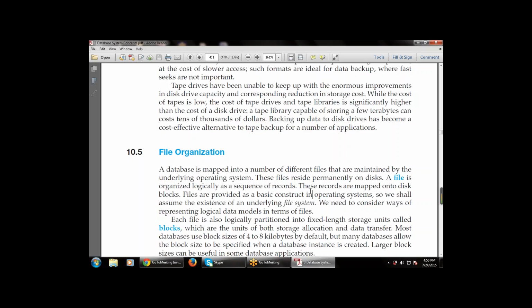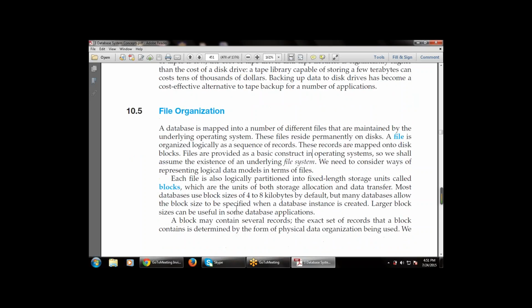And each file is also logically partitioned into various blocks. So first of all, there is a file that stores the records, and each file is divided into physical storage units, known as blocks. And we can access the data with the help of the blocks, with the help of the data transfer. Most databases use a block size of 4 to 8 kilobytes by default. That is the main capacity available with the data transfer. And a large block size can be useful in some database applications.